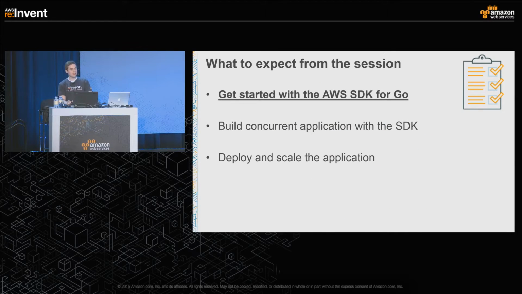In the remainder of this session, we'll talk about how to get up and running with the SDK, how to build a simple Go application with the SDK, and at a higher level, how to deploy that application and scale it with AWS Elastic Beanstalk. But the first thing we're going to talk about is getting up and running. We'll talk about downloading the SDK, configuring it, giving it credentials, and then making a request.